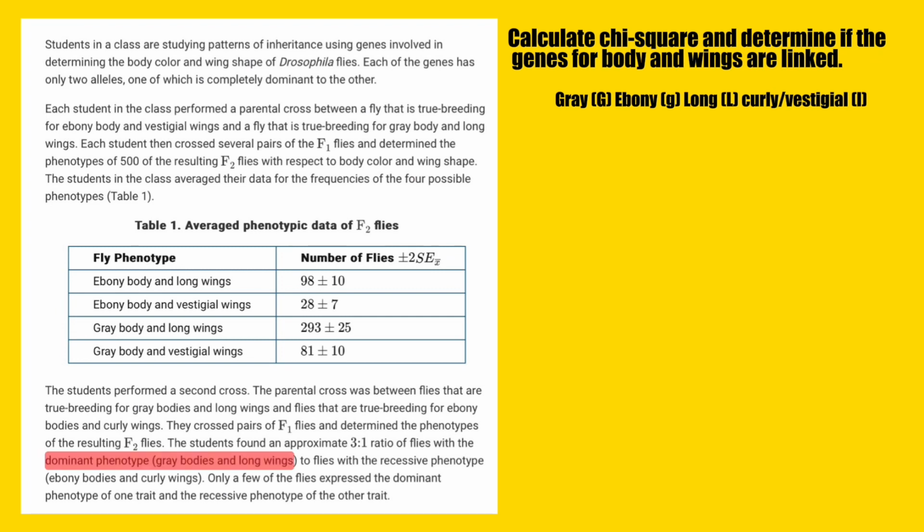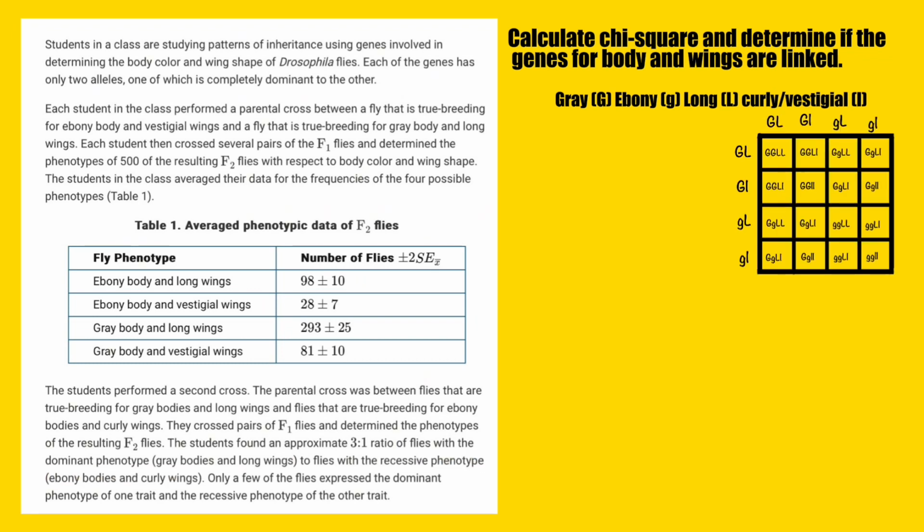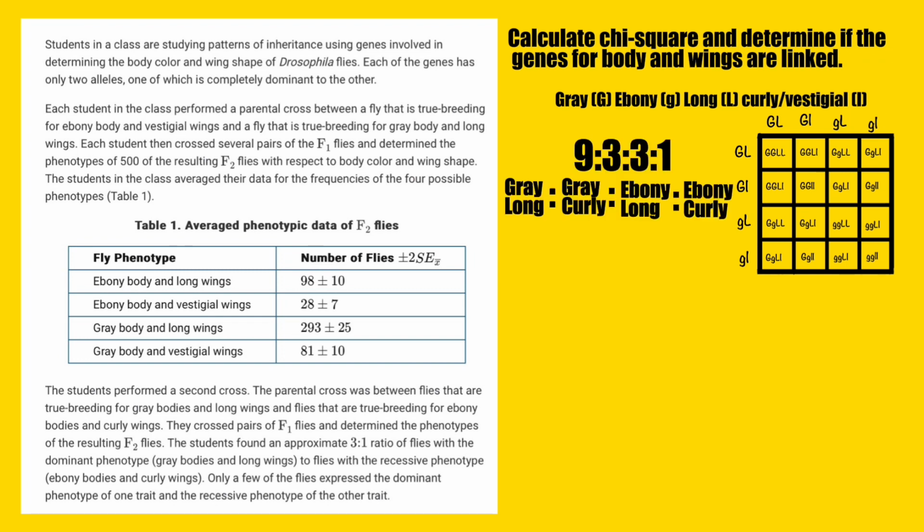So gray is dominant and long is dominant. So that would make ebony and curly wings recessive. So we do the cross. You would do a dihybrid cross in this situation and figure out the ratios. So we would do a cross between two heterozygous flies to come up with the ratios. And the ratio you should have gotten, which you should get this for every heterozygous cross, would be 9:3:3:1.